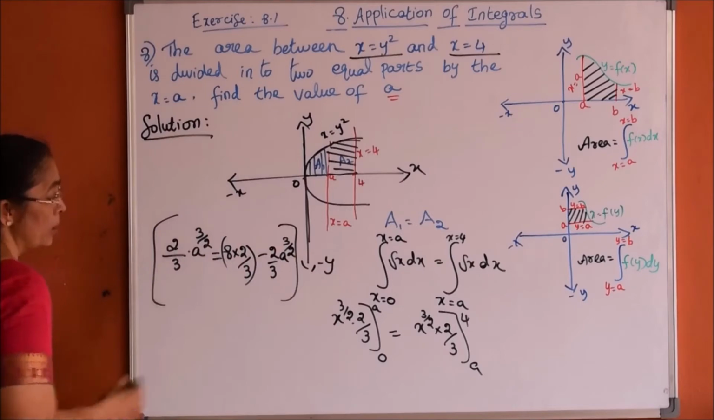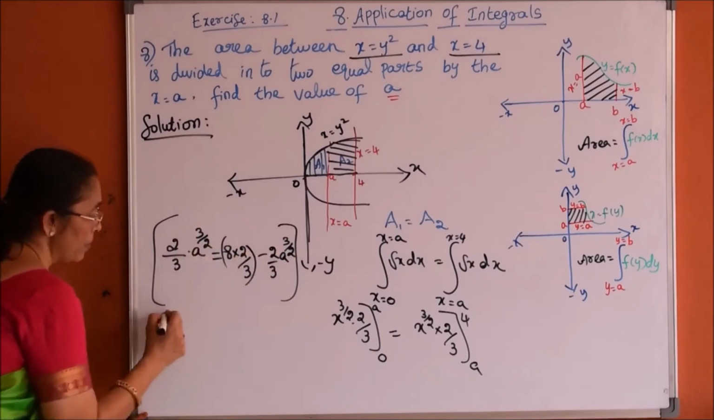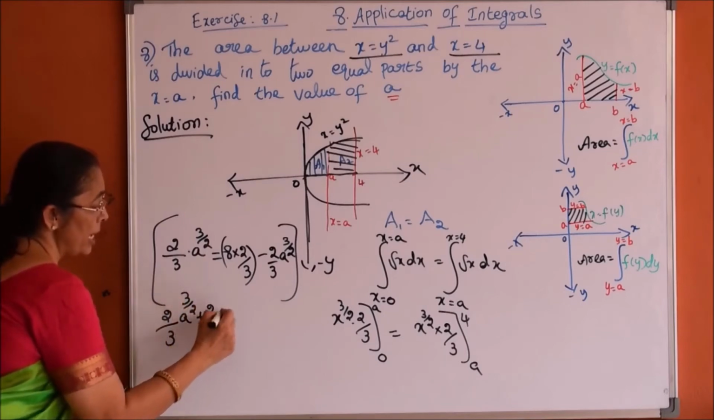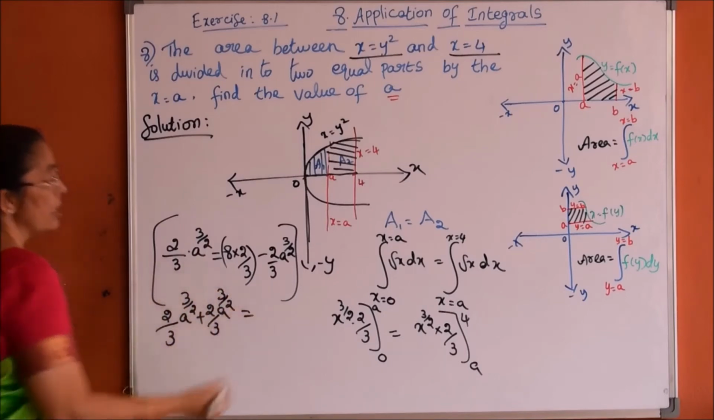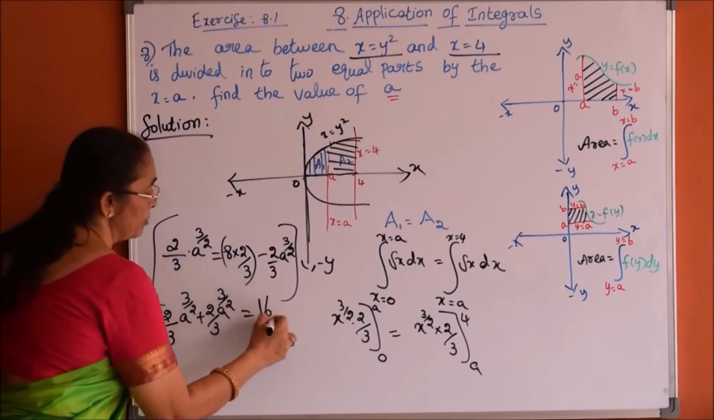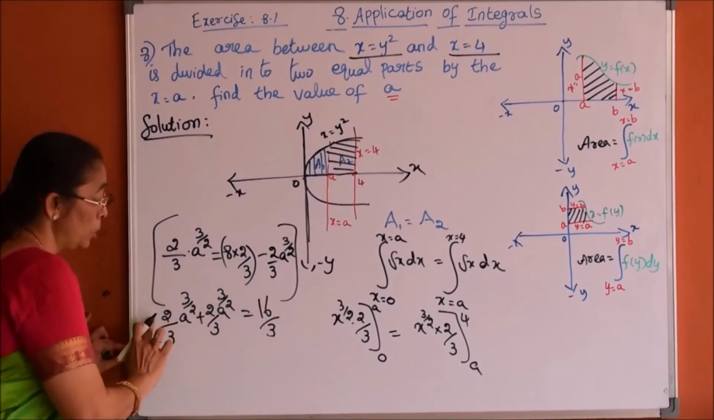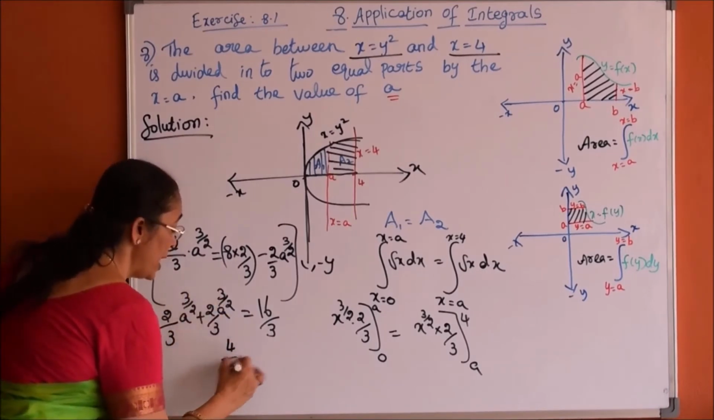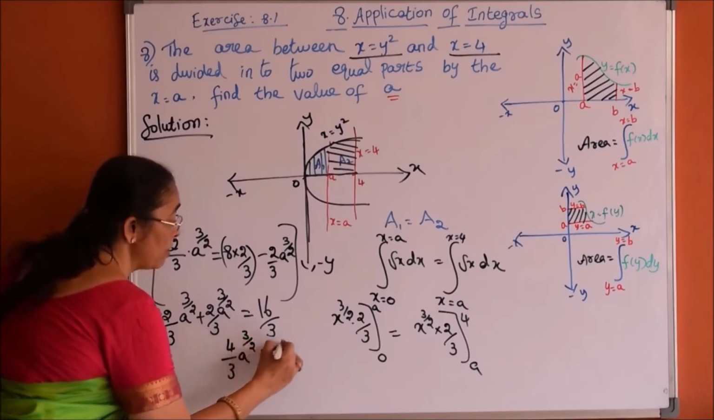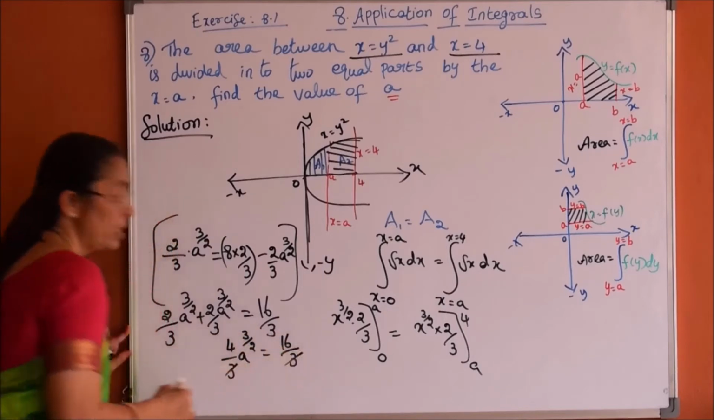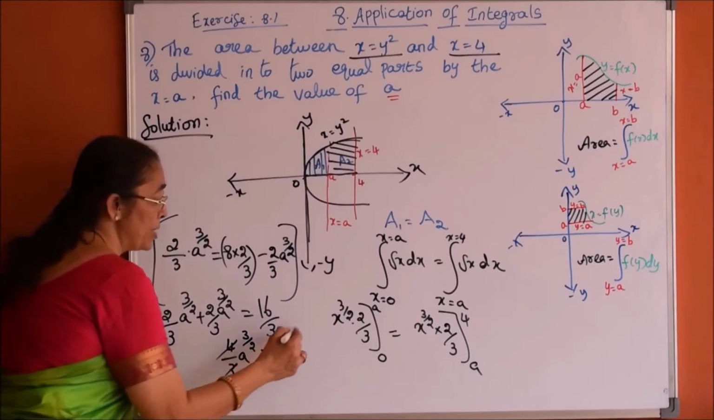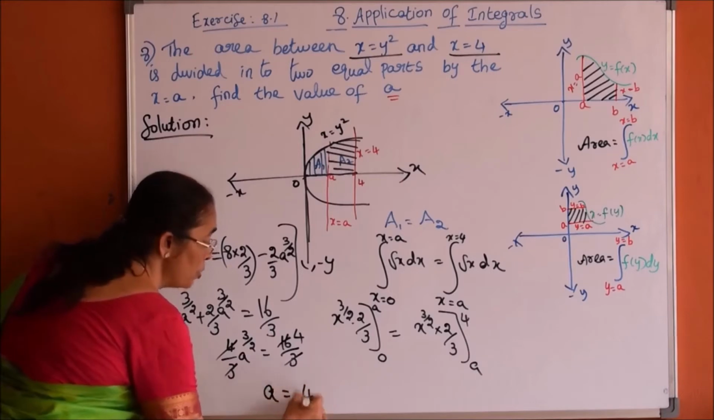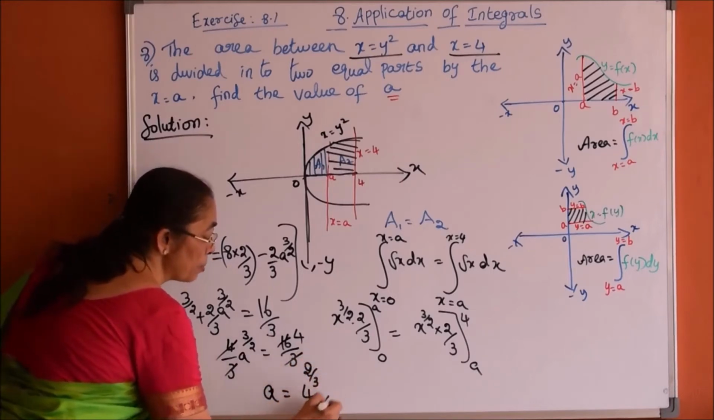So let me bring this 2 by 3 a power 3 by 2 to this side. So 2 by 3 a power 3 by 2 plus again 2 by 3 a power 3 by 2 is equal to 16 by 3. So 2 by 3 a power 3 by 2 plus 2 by 3 a power 3 by 2 is 4 by 3 a to the power of 3 by 2, equal to 16 by 3. 3 gets cancelled. Again here 4 and 16 cancel, giving 4 times. Therefore, a is equal to 4 to the power of 2 by 3.